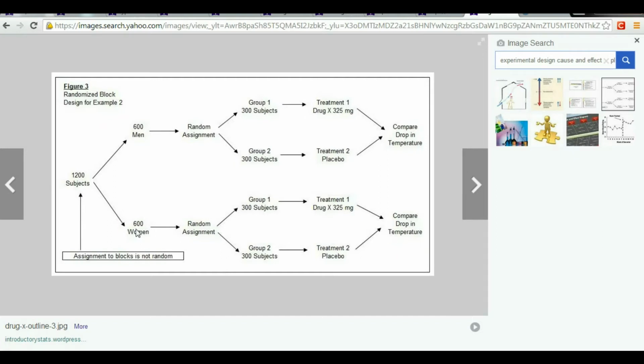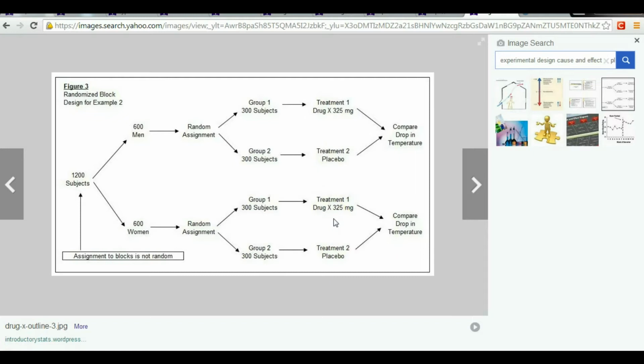And then we do random assignments. The 600 men are randomly assigned to two groups: 300 of them get a treatment, and 300 of them get a placebo. Then down here you see the women, with random assignment as well. So we put 600 names in a hat and pick out 300. The first 300 get the treatment, the next 300 get a placebo. We then compare results within the group. So I compare this group to this group and see, was there a difference for men? And I do the same thing for women. I don't do it across groups.